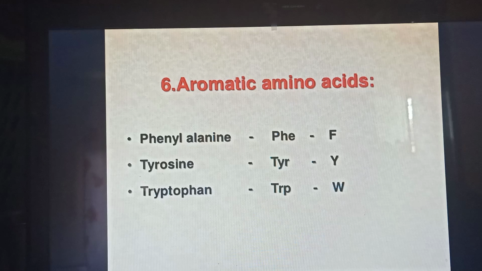Now, aromatic amino acids. These are commonly asked, the examples or the structures of aromatic amino acids. There are three aromatic amino acids: phenylalanine, tyrosine and tryptophan. Always, phenylalanine is written as PHE, tyrosine as TYR, and tryptophan as TRP.